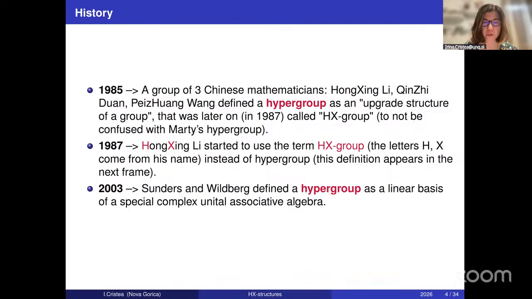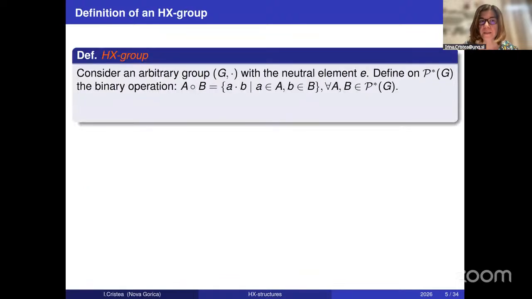Recently, in 2003, another hypergroup was defined as a spatial complex unital associative algebra. So we have different mathematical structures having the same name. What is an HX group?